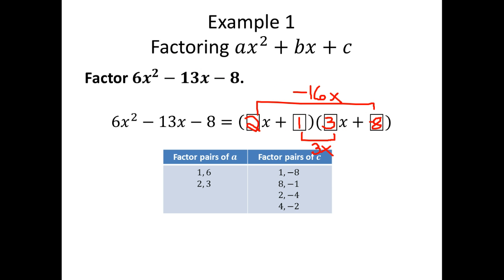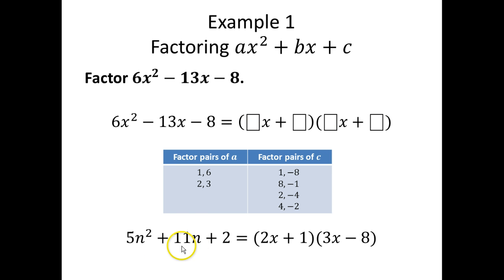Alright, so this is what I end up getting. That 6x squared minus 13x minus 8, if I want to completely factor it, I can factor it as 2x plus 1 times 3x minus 8. And of course you can check it. You can check it by using FOIL.